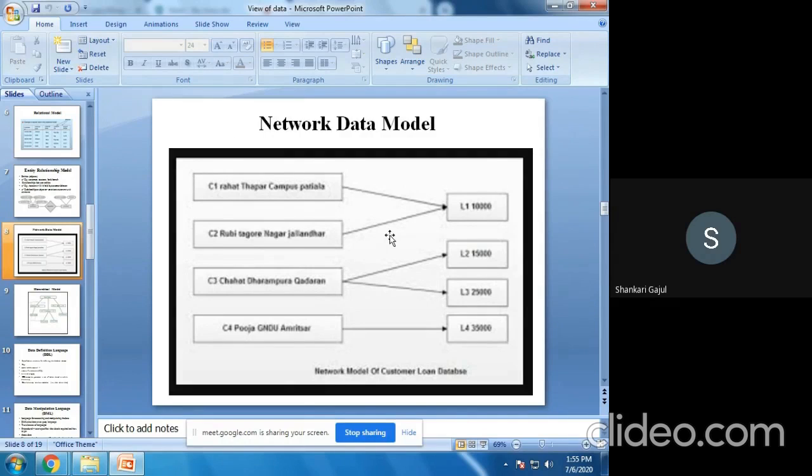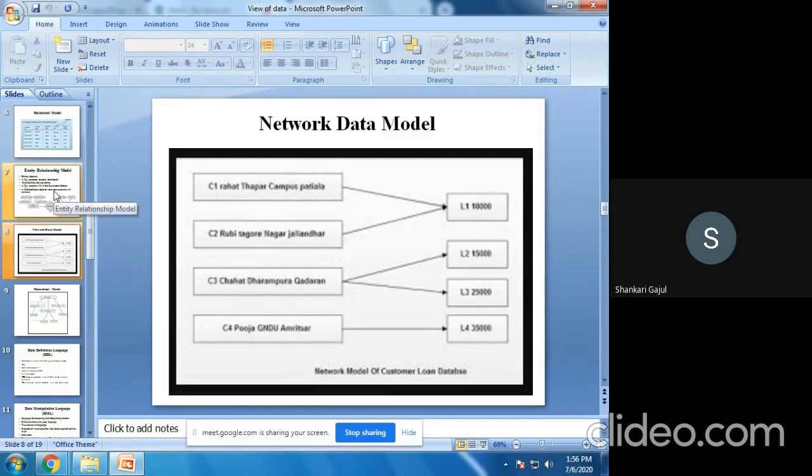So a network data model is a collection of records, and the relationship among the data can be represented by a link, which can be viewed as a pointer. In the figure, I want to make the relationship between the customer database and the loan database. Suppose I want to make the relationship between C1 and C2 with the L1 loan. So I am just pointing one arrow to the L1 loan record.